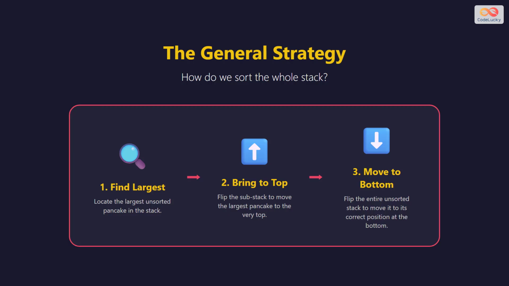So how do we sort the whole stack? The strategy is actually quite intuitive. We focus on placing the largest pancakes first. We find the largest unsorted pancake, move it to the top, and then flip the whole stack to send it to the bottom.